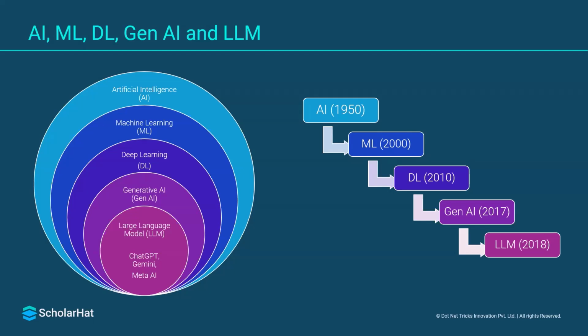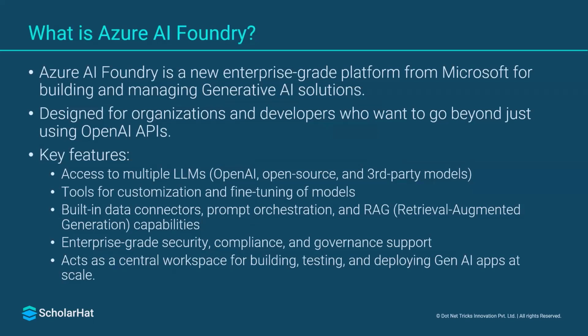In 2017, Gen AI started, where we have GPT, Google Bard and many other things. Then in 2018, LLM started to evolve. Based upon LLM, we have ChatGPT, Google Gemini, Meta AI, Grok. These are the examples of LLMs. So this is the complete picture we have over there. I hope the things are clear to everyone.